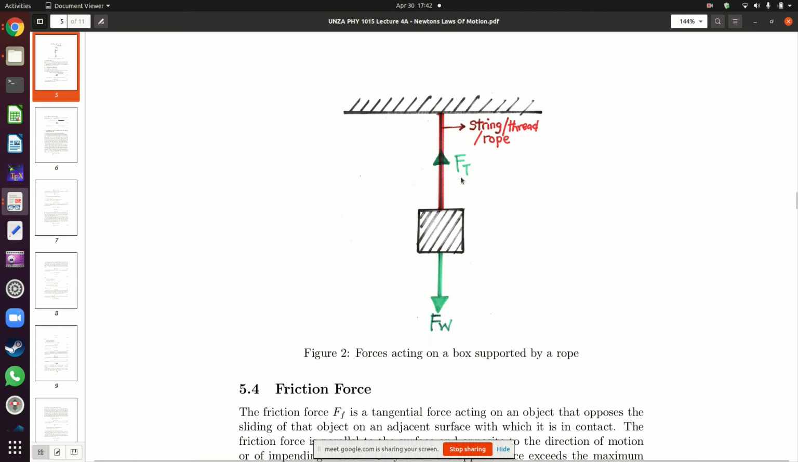So if we choose all the forces pointing in the positive y direction to be positive, we're going to have a positive tension. Then if we choose the weight pointing in the negative y direction to be negative, you're going to have a negative weight. Right now the most important thing is to find the resultant. There are only two forces, and they act in the vertical direction, the y direction. So we cannot have a resultant along the x. There's no force acting along the x.